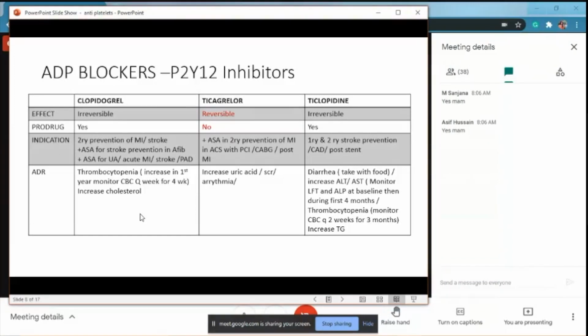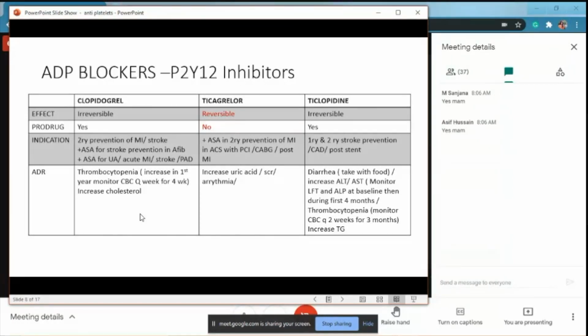Why? It's because it can increase the ALT and AST, and also it can cause thrombocytopenia. So like clopidogrel, we have to monitor the CBC here. Instead of every week, we monitor it every 2 weeks for 3 months. In clopidogrel, we monitor every week for 4 weeks in the first year, but here we monitor every 2 weeks for 3 months. Okay, and it can also increase the triglycerides. So it pretty much has the same adverse effects as clopidogrel, but additionally it can increase the ALT and AST.